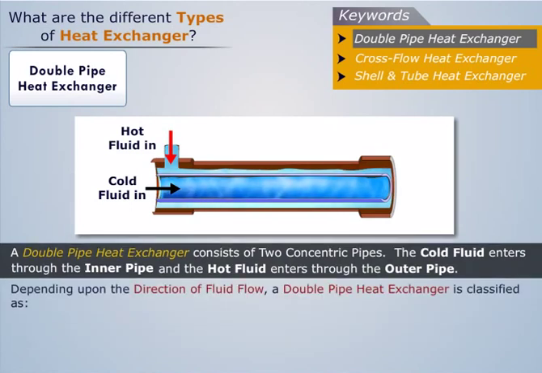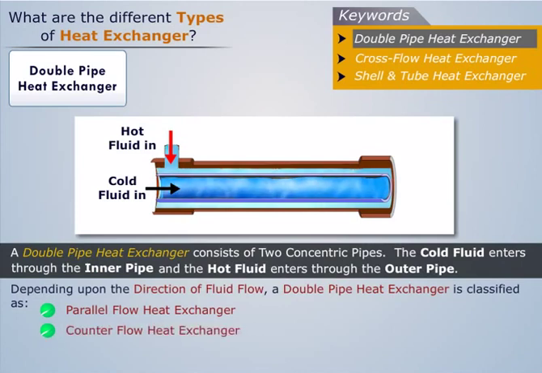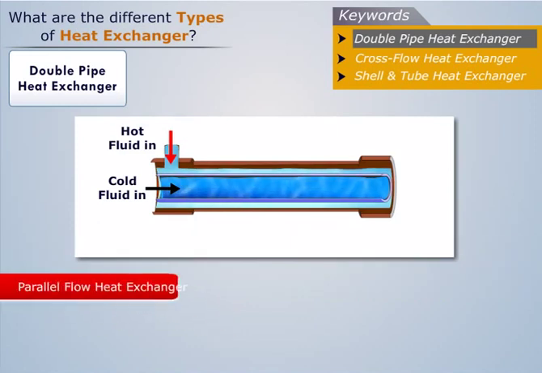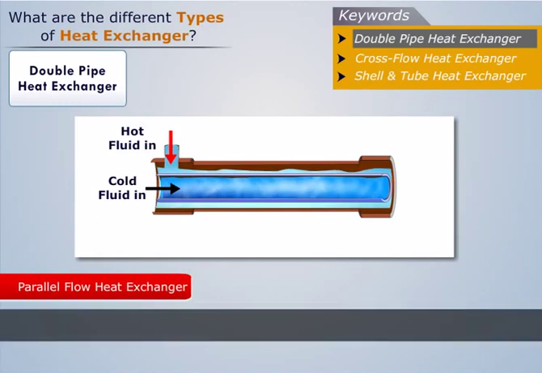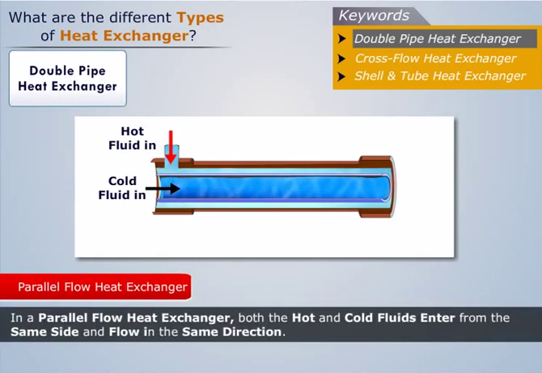Depending upon the direction of fluid flow, a double pipe heat exchanger is classified as parallel flow heat exchanger and counter flow heat exchanger. Now let us discuss parallel flow heat exchanger. In a parallel flow heat exchanger, both the hot and cold fluids enter from the same side and flow in the same direction.